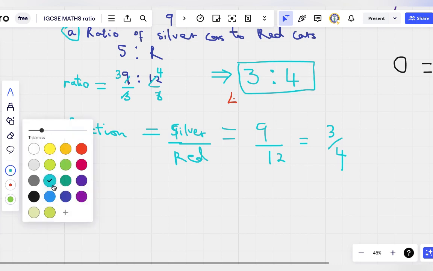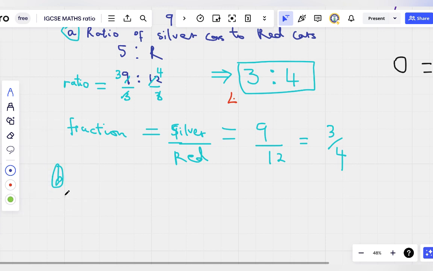The B part of the question says, what is the ratio of red cars to the total number of cars? So I'll just read red to total. What's the ratio of red cars to total cars? So we must find the sum of the ratio now so that we can know the total cars, red to total.